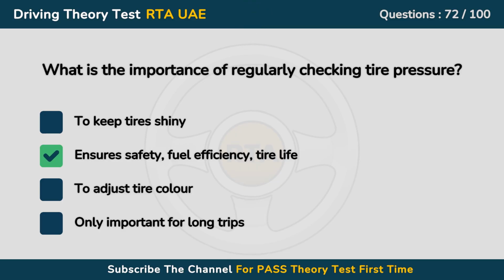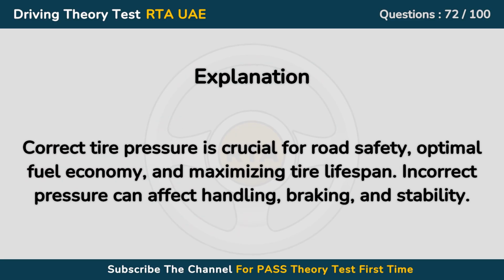Answer is B, safety, fuel efficiency, tire life. Correct tire pressure is crucial for road safety, optimal fuel economy, and maximizing tire life. Incorrect pressure can affect handling, braking, and stability.